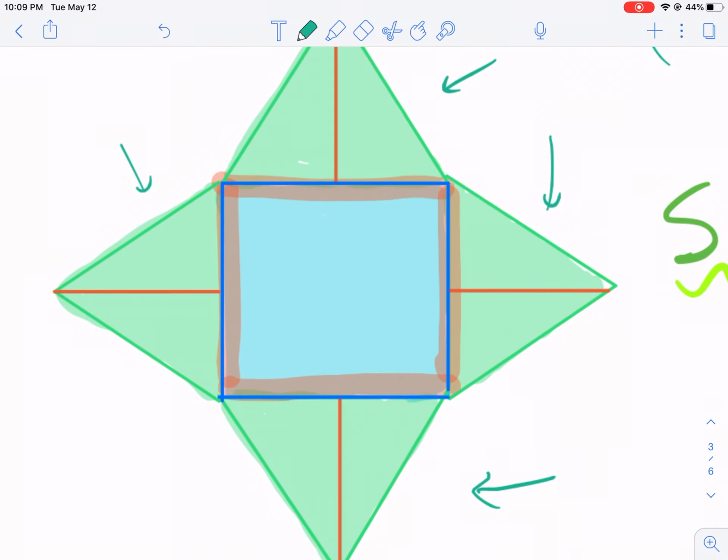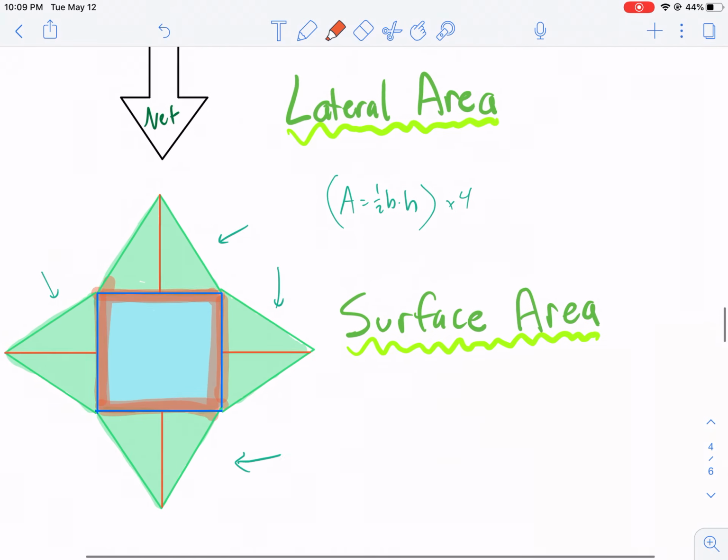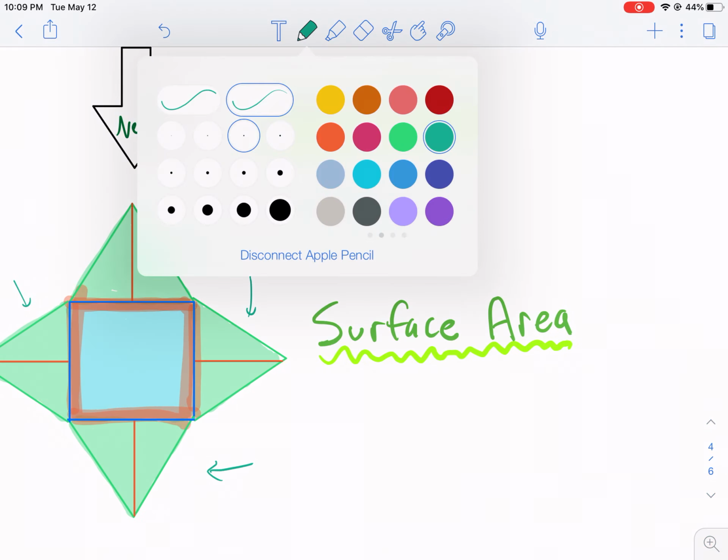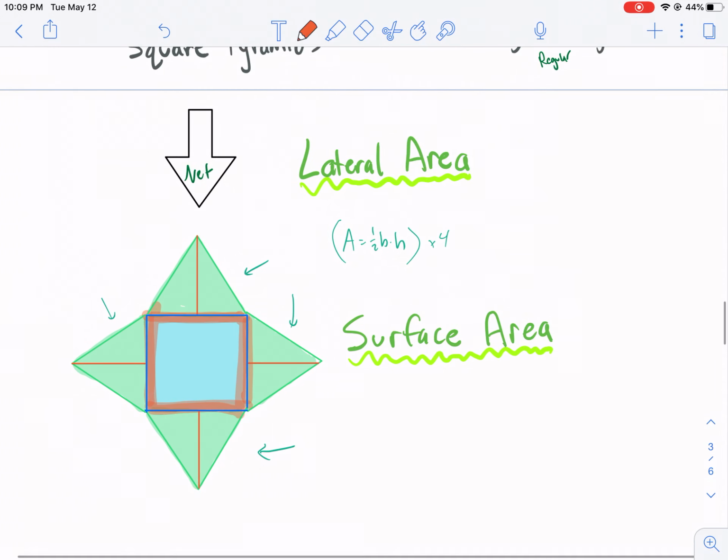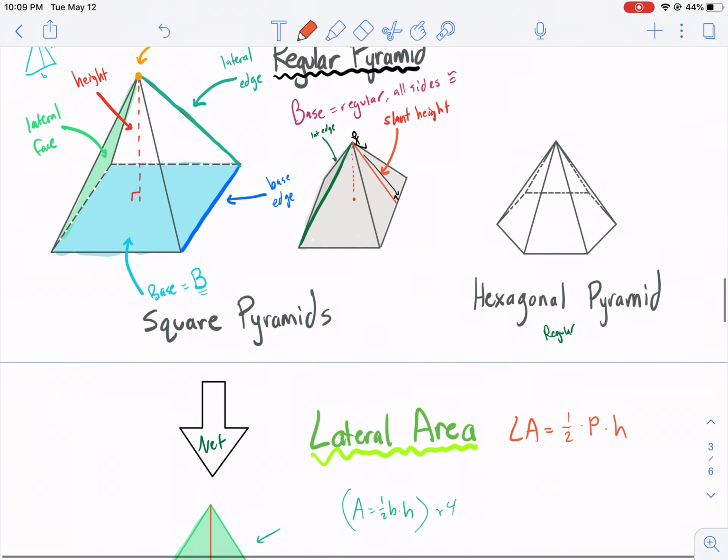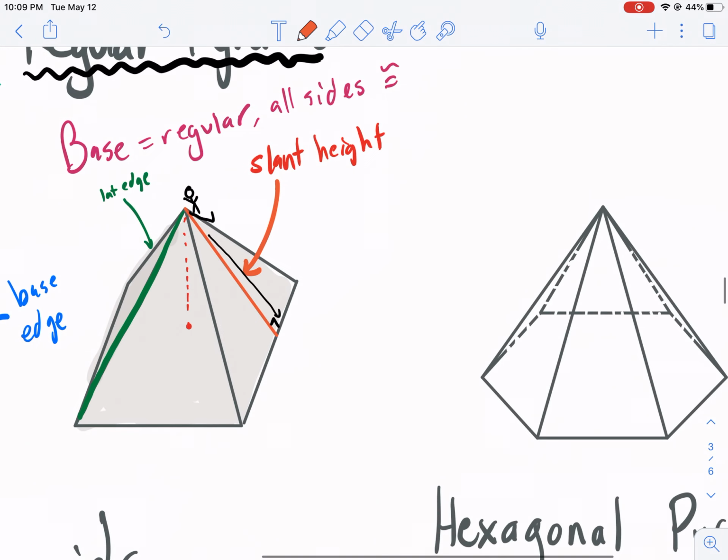Well, what's this distance I just labeled called? That is called the perimeter. So we can find the lateral area by taking lateral area equals 1/2 the perimeter times the height. Now, when I say height, what I really mean is this slant height.